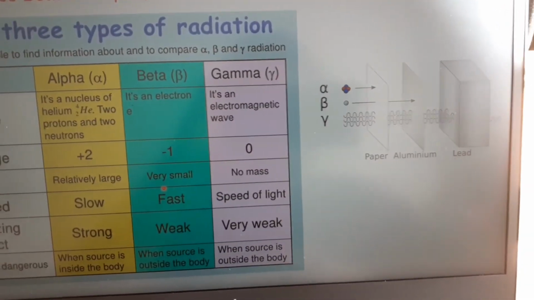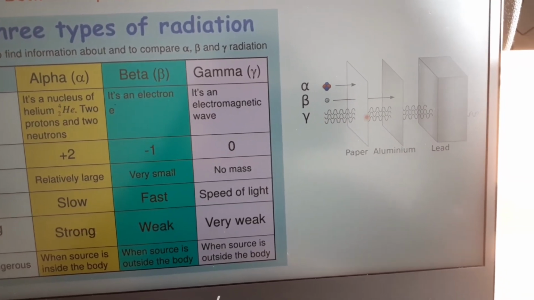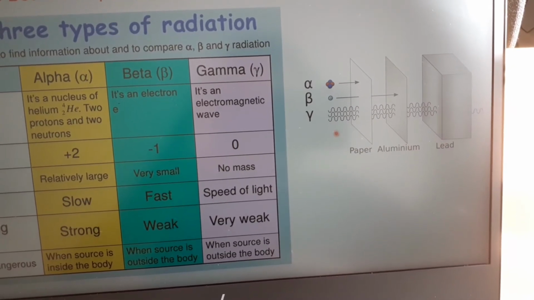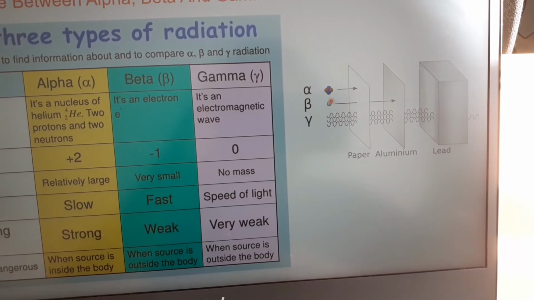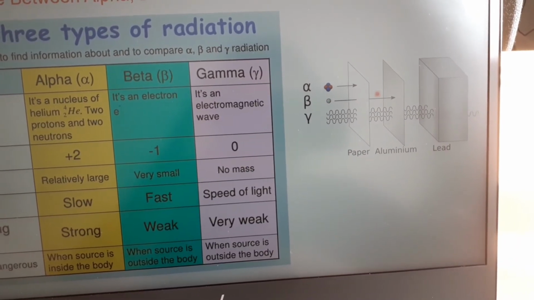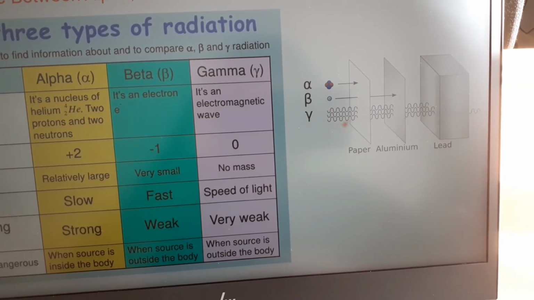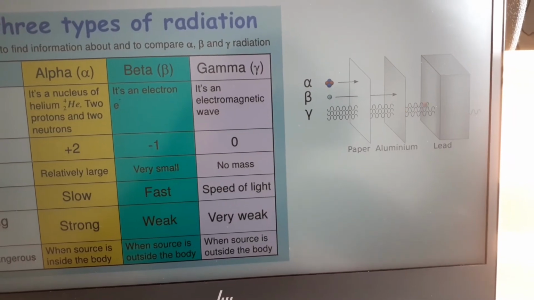Now here I have a small pictorial representation. You can see there are 3 different barriers: paper, aluminum, and lead. When an alpha particle is exposed, its penetration power is very low. However, gamma radiation has the highest penetration power. It goes through paper, aluminum, and lead.